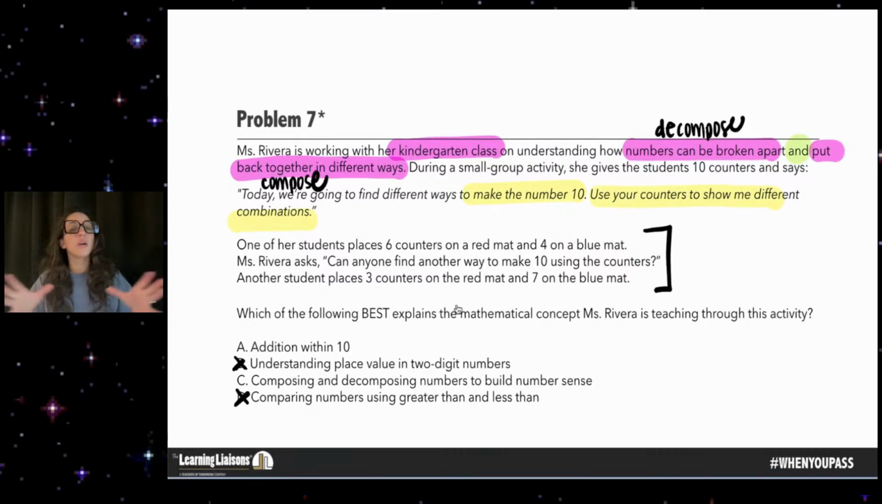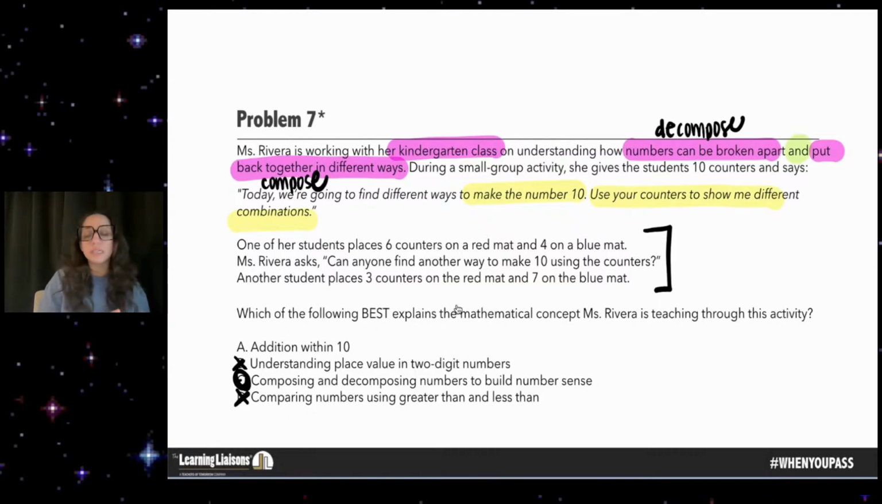Because they are working on composing and decomposing numbers, numbers breaking apart, numbers putting back together, they are doing composing and decomposing numbers to create number sense. They're not working on the addition skill. They're not saying here's 6 and here's 4. How many does that make? They're starting with that whole number and they're decomposing it in a variety of ways. They're not looking at the addition sentences that go with it.